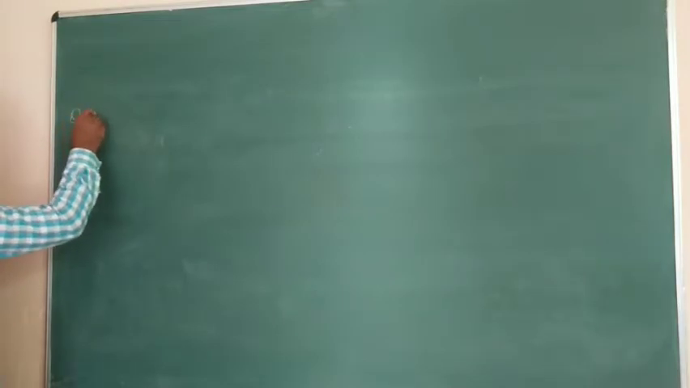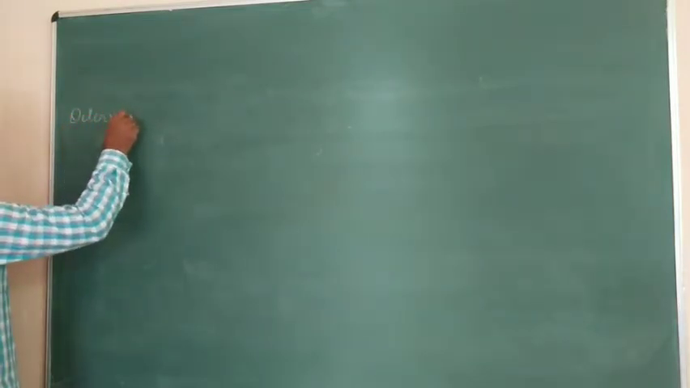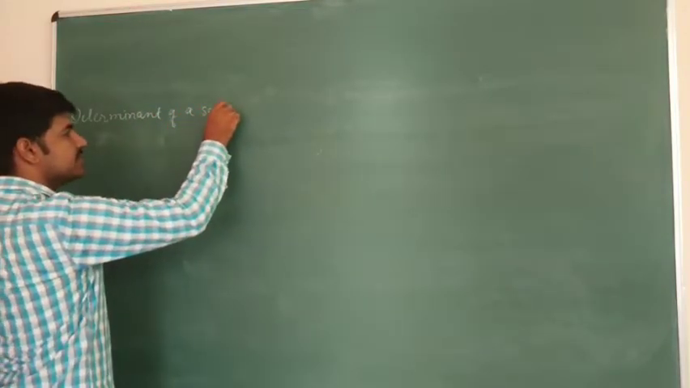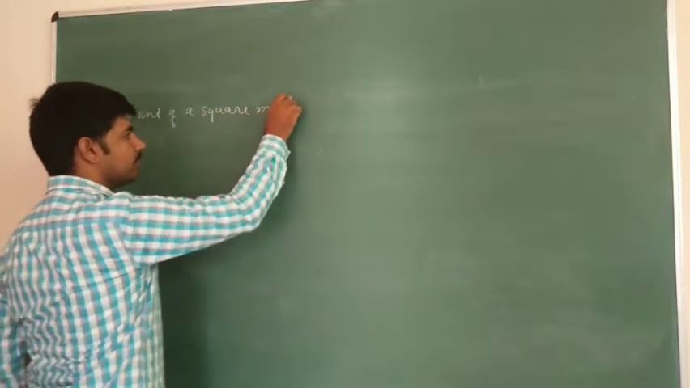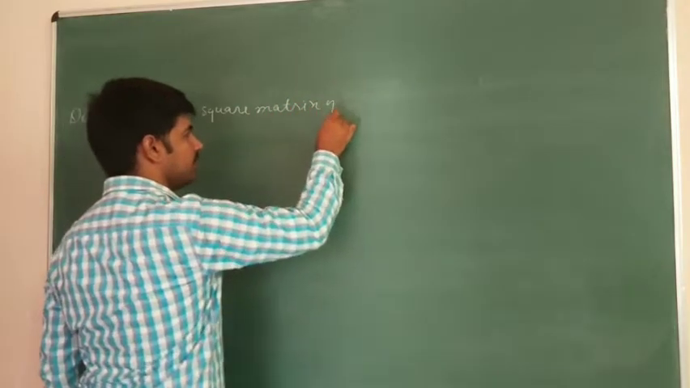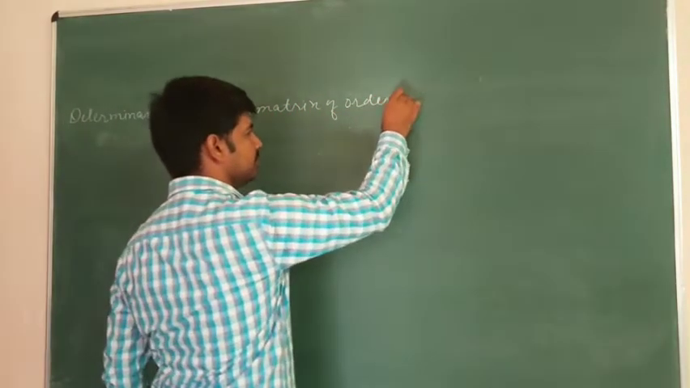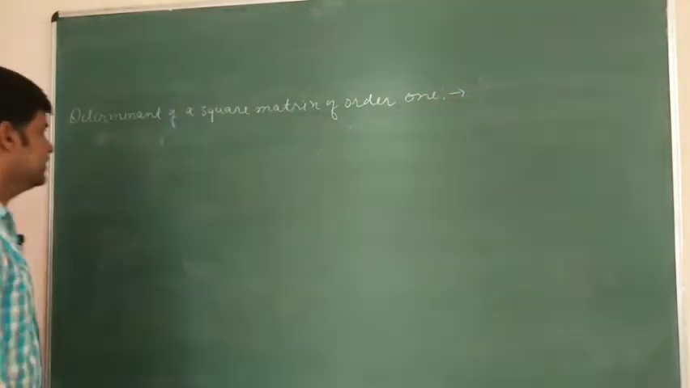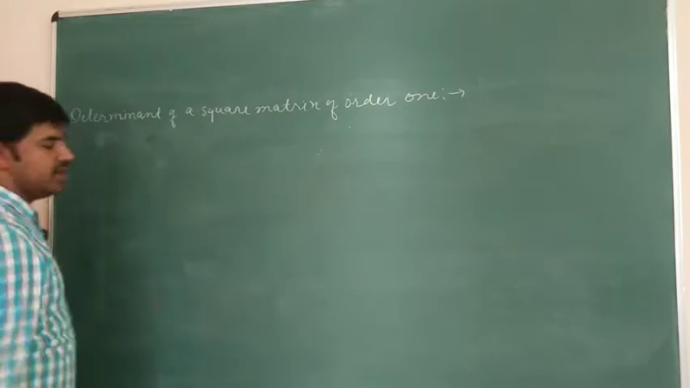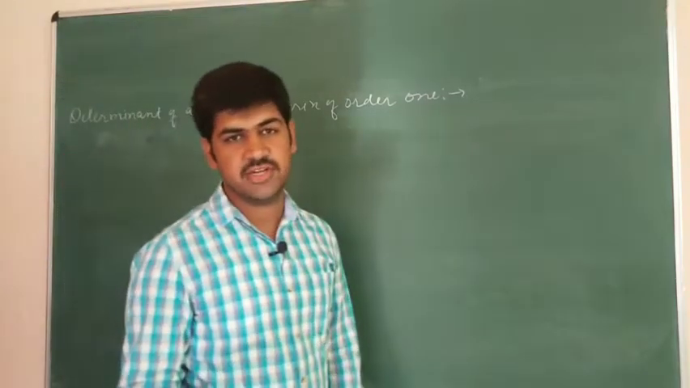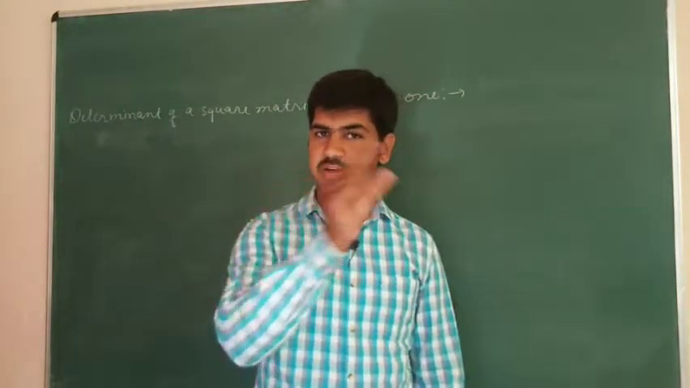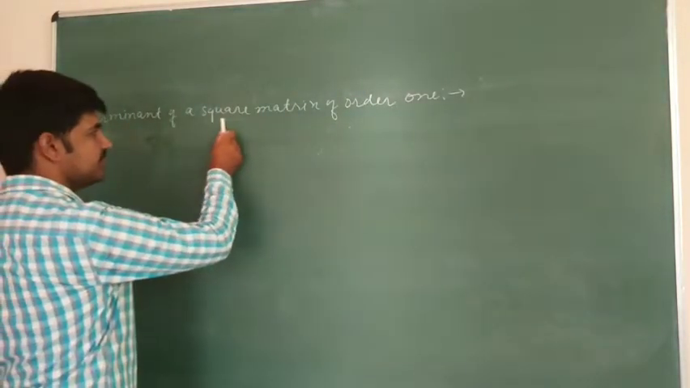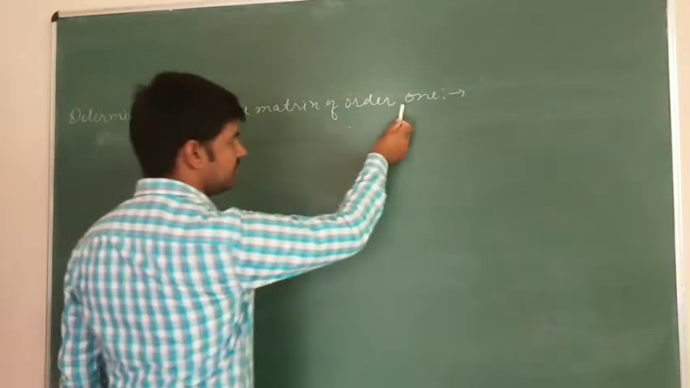Determinant of a square matrix of order 1 is our next topic, students. As I have already told you, what is a determinant? A fixed number that is associated to a square matrix. So now we have to find that particular fixed number associated to a square matrix of order 1.